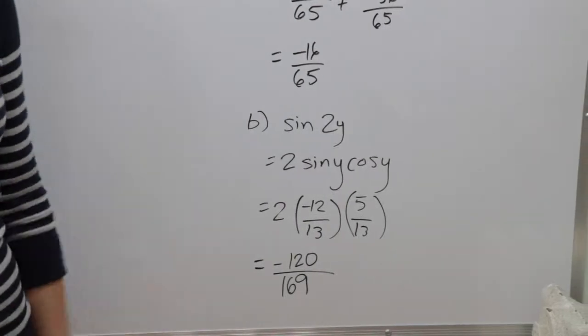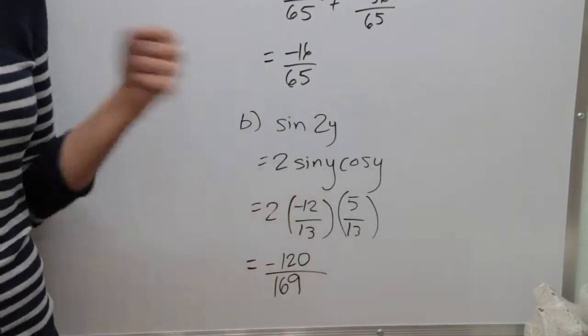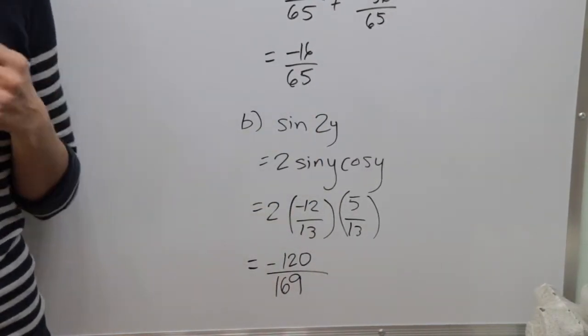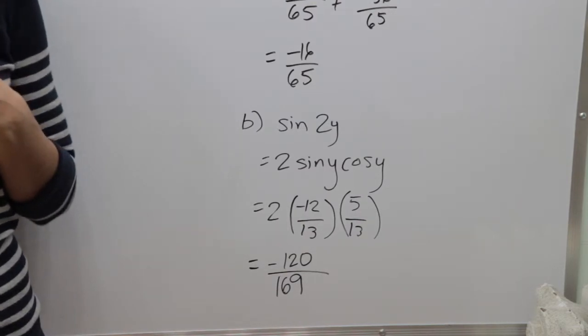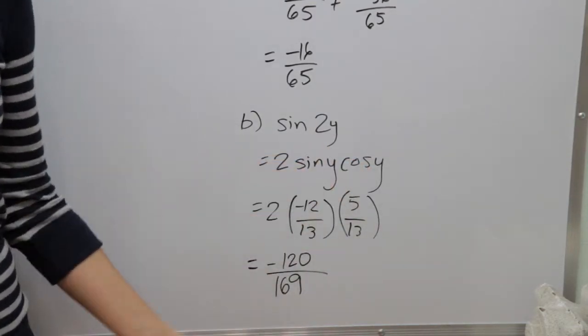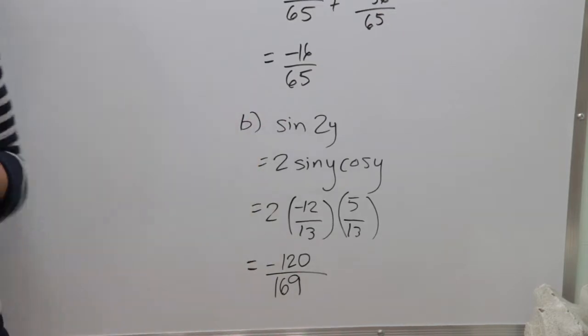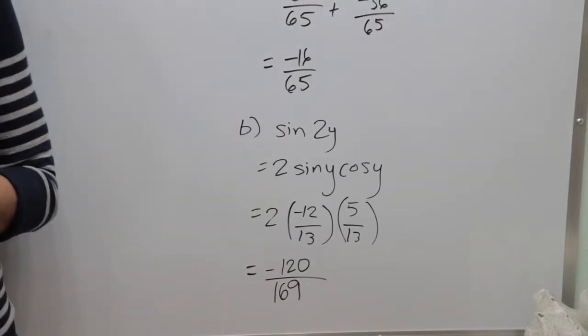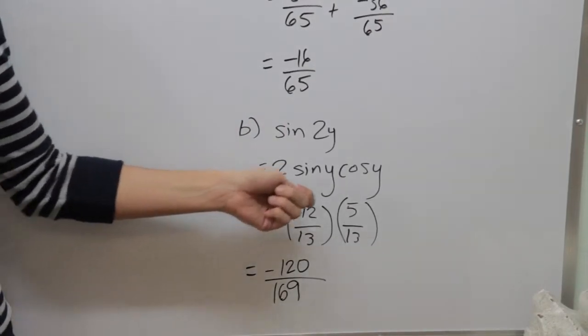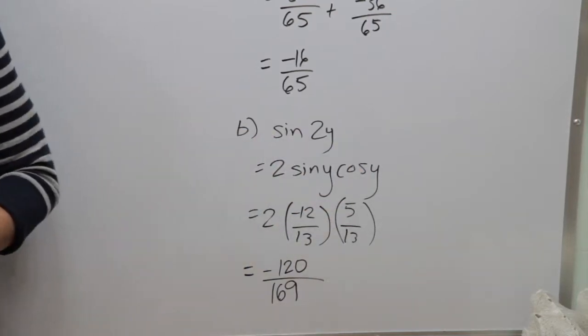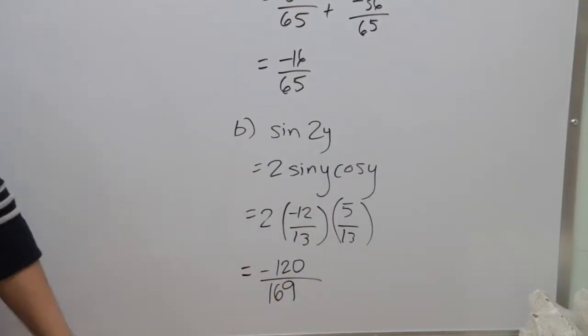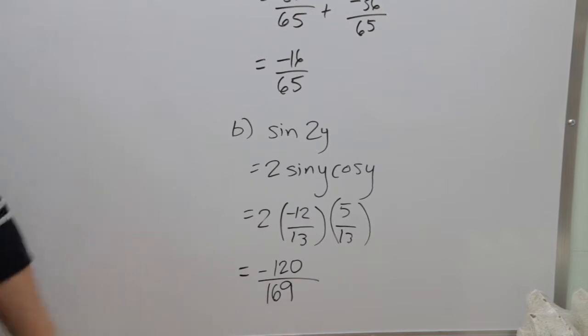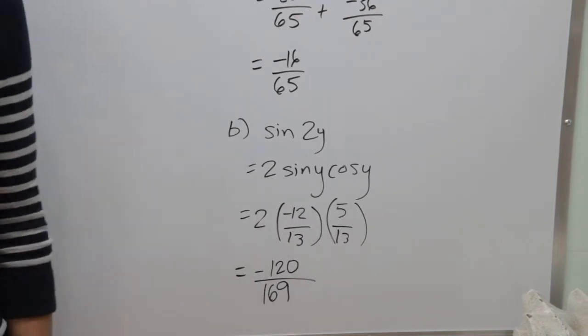In the second example, I want to find sine of twice this angle y. So again, I'm given sine of y is negative 12 over 13. We found cos of y earlier, so using the double angle formula, which says sine of twice an angle is equal to 2 times sine of the angle times cos of the angle, once again just slotting in sine of y and cos of y, we get our final answer, negative 120 over 169.